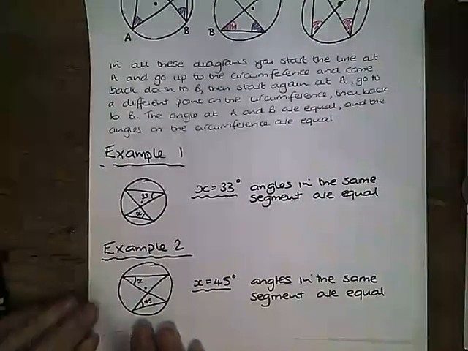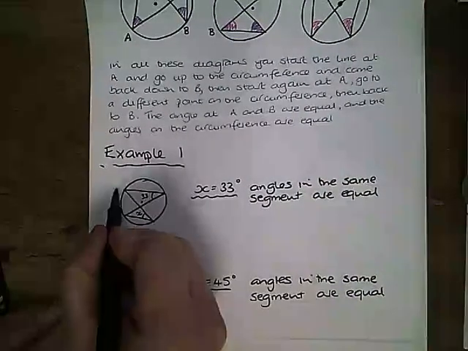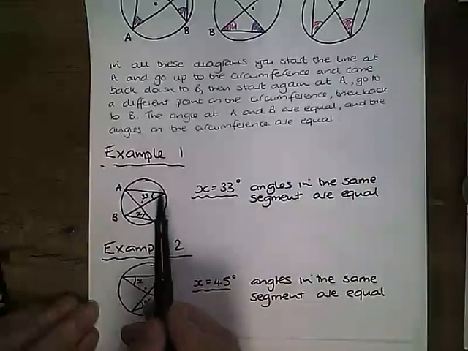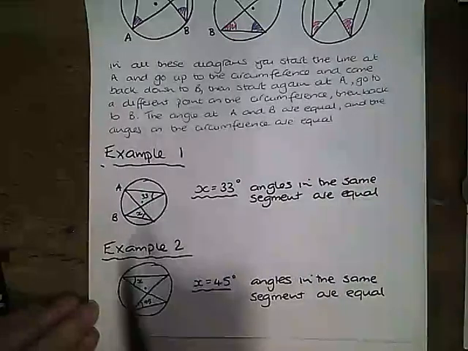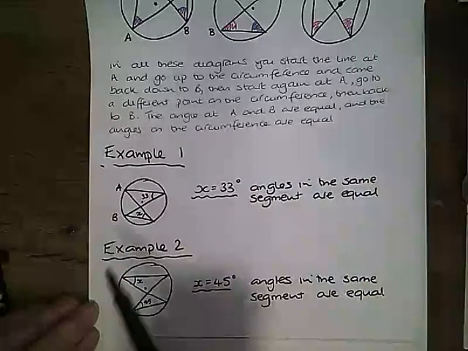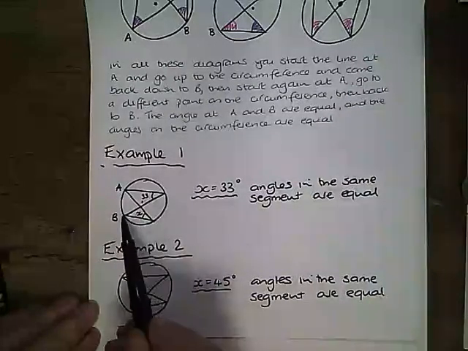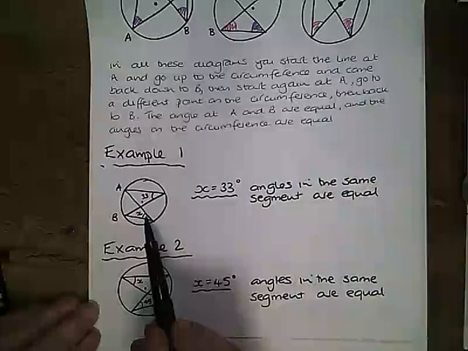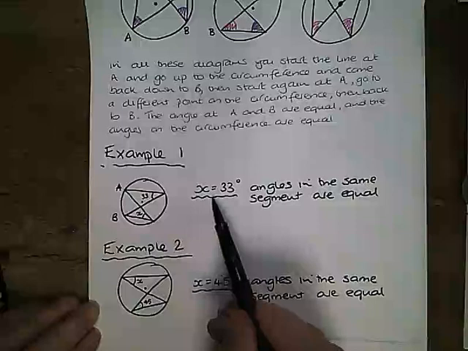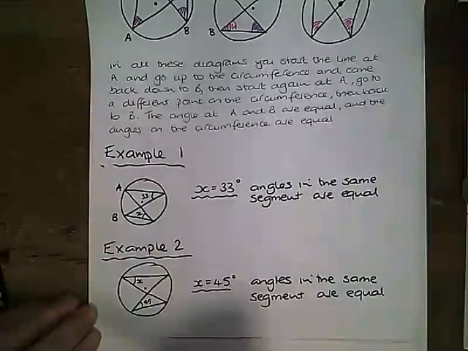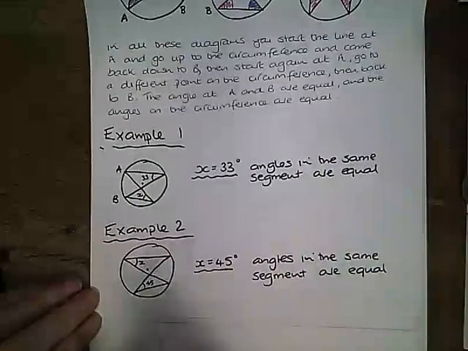So here are two examples. In the first one, we are starting at A and finishing at B. So we go up to the circumference and back down to B, and we're told that that angle is 33 degrees. We repeat the process and go from A to the circumference to B. So that means that the angle we formed is also equal to 33 degrees. So we can just write down x equals 33 degrees, and the reason is angles in the same segment are equal.